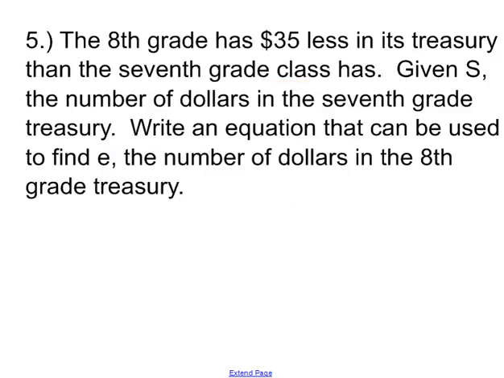The 8th grade class has $35 less in its treasury than the 7th grade class. Given S, the number of dollars in the 7th grade treasury, write an equation that can be used to find E, the number of dollars in the 8th grade treasury. So I'm going to let E equal the number of dollars in the 8th grade treasury. We know that that is equal to the 7th grade treasury, which is the letter S, minus the $35 that they have more. So E is equal to S minus 35.